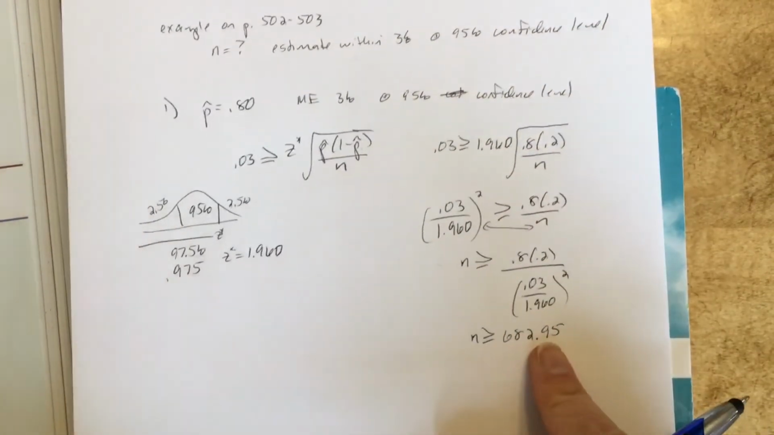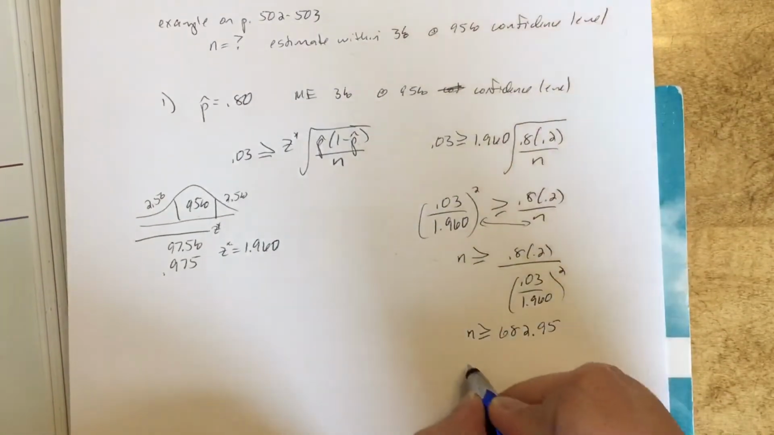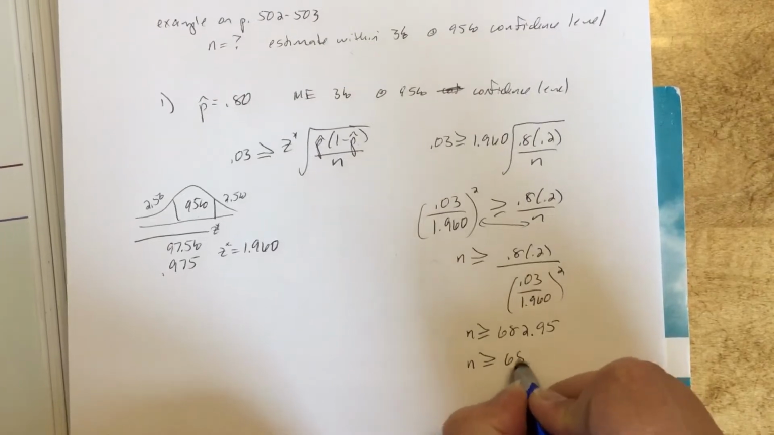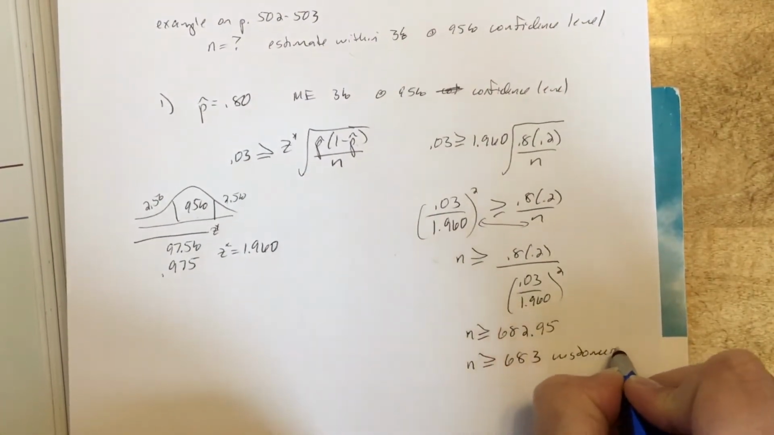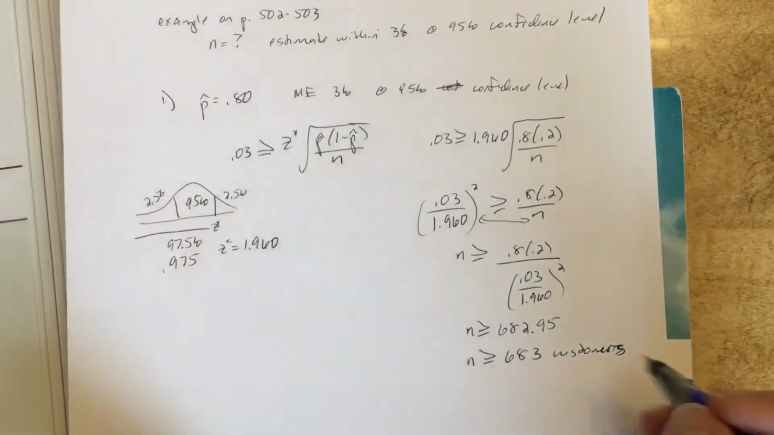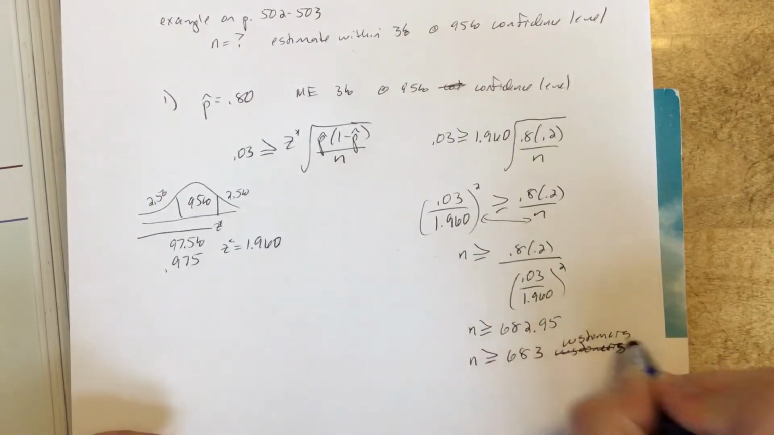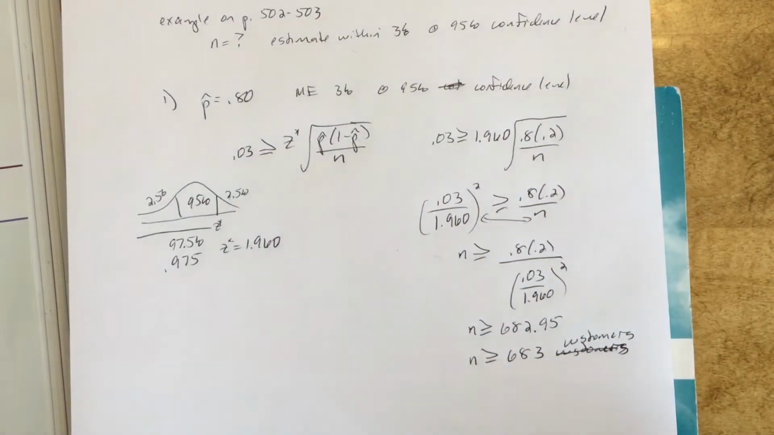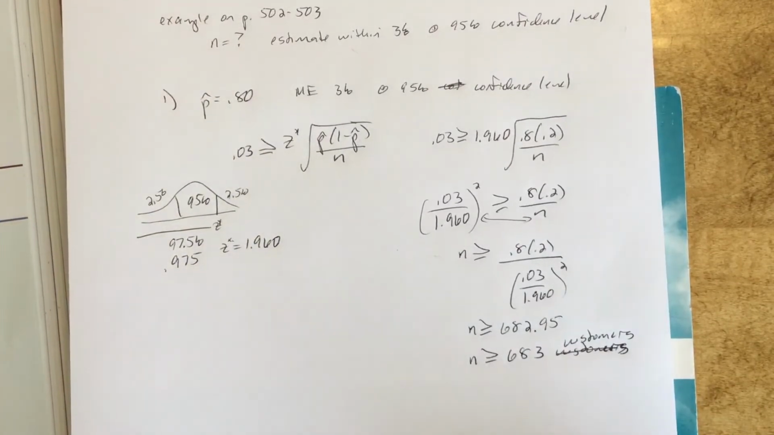You throw that in the calculator, and you'll get something like 682.95. So, of course, it's a sample size. We cannot have a decimal, okay? Naturally, I would round up, but you're going to round up always. So my sample size has to be greater than 683 customers in this case, okay? Since this is customers, let me rewrite that. Okay, so for this example, it's customers. So that's our first example.